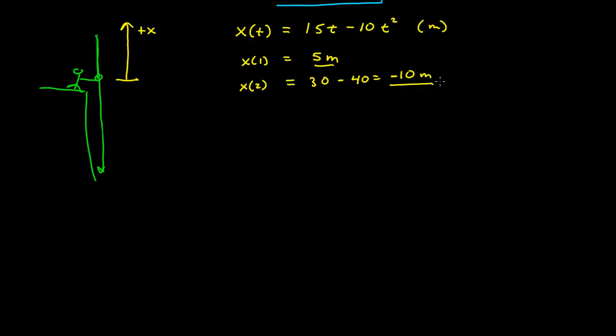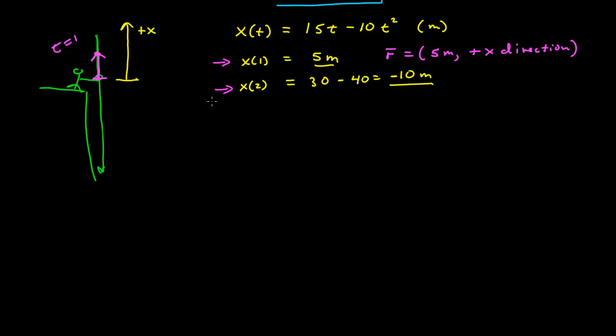And so again, these represent vectors. For example, at t equal to 1, the object was here. And so this represents the vector that has a magnitude of 5 meters, that points in the positive x direction.